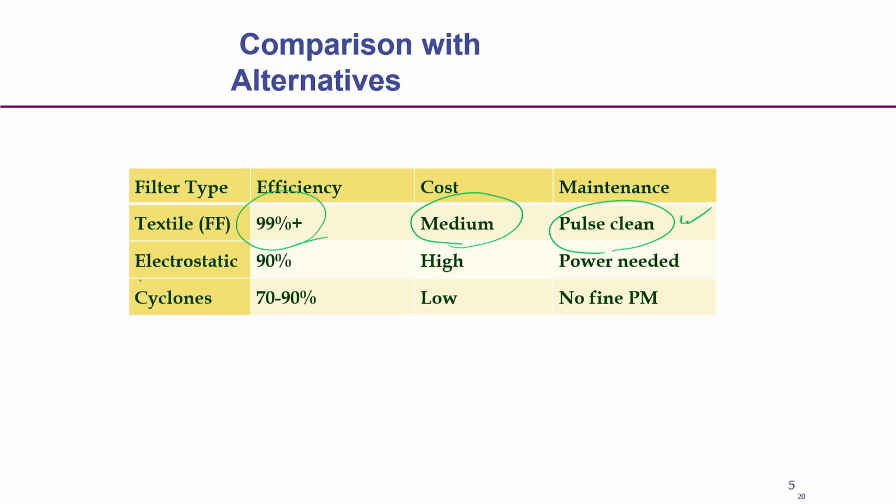Now, electrostatic filter. The filtration efficiency is lower than the textile filter, 90%. Cost is high because we have to charge with the electrostatic charging, and for that power is needed. Cyclone filtration is low cost, but efficiency is low, and fine particulate matter it does not actually remove. So, these are the alternatives to the textile filter.